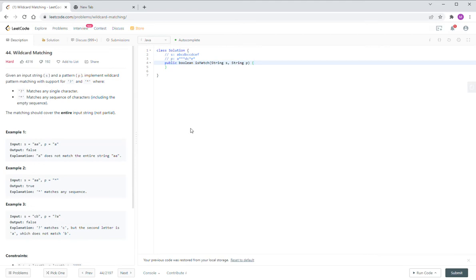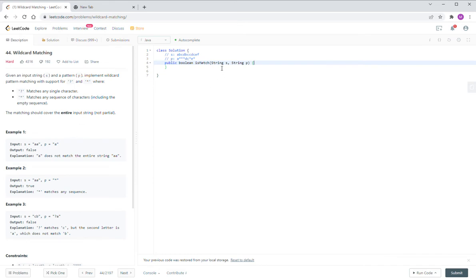Let's look at question 44, wildcard matching. This question looks like a regular expression, but is easier. They only give the question mark to represent any letter, and the wildcard to represent either empty or an unlimited number of letters. They can match any letters.